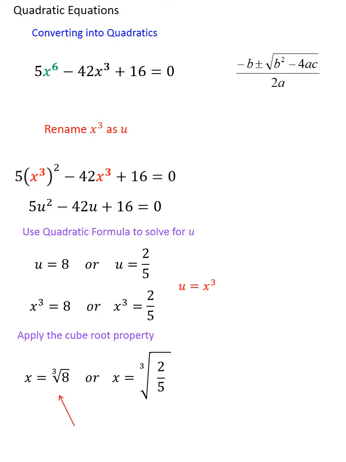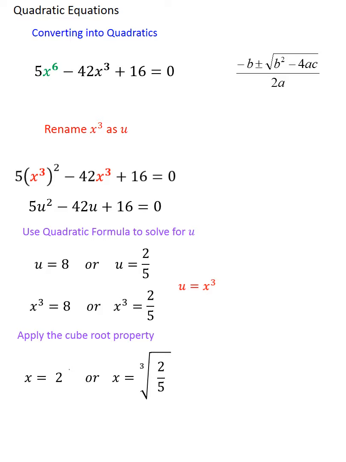On the other hand, the cube root of 8, which literally means that number which when cubed is 8, is 2. And you'll notice that makes sense because 2 times 2 times 2 is in fact 8. And so now I have my two solutions to this problem.